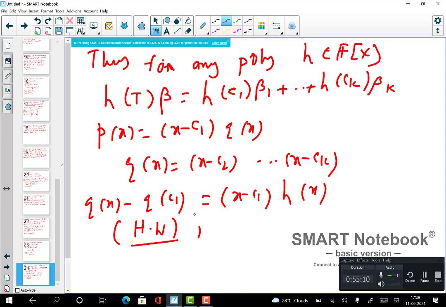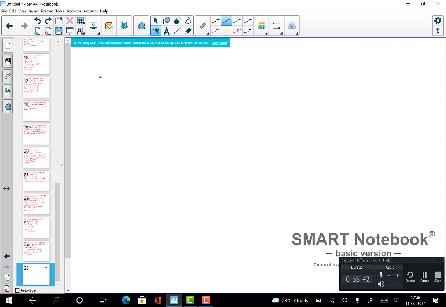So the highest leading term here will be x to the power k minus 1, right? Similarly, when you subtract, x minus c1, you will have c1 to the power k minus 1. So x to the power k minus 1 minus c1 to the power k minus 1. So x minus c1 will be factored. So that will be the common factor.